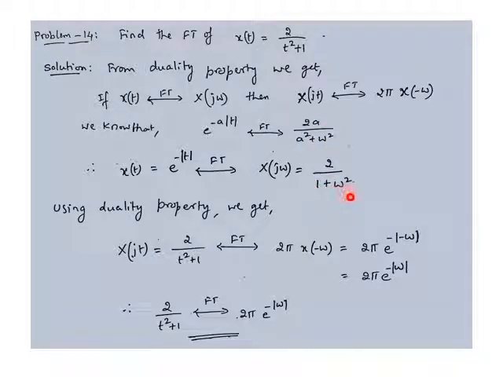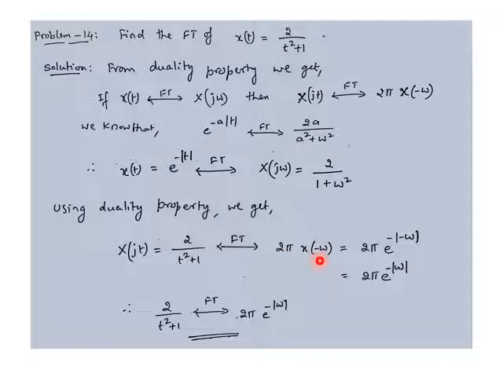Using the duality property, capital X of jt is considered as 2 by t square plus 1. Its Fourier transform should be 2 pi x of minus omega, where x of minus omega should be in terms of e to the power minus omega, because we have 2 by 1 plus omega square. So t is replaced by omega, and omega replaced by t. That is the observation you need to take.